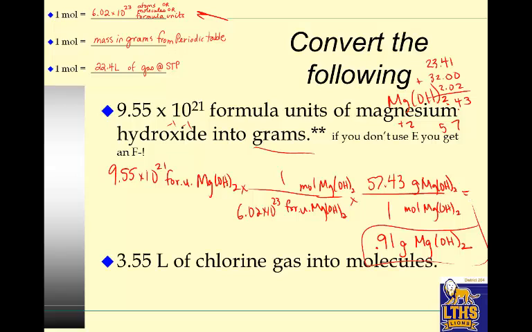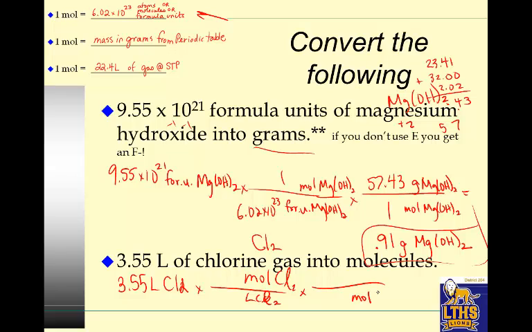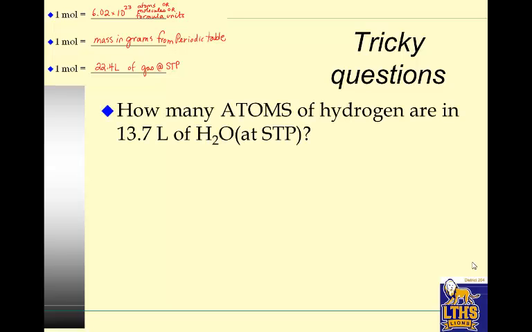We need to convert 3.55 liters of chlorine gas into molecules. I start with the given 3.55 liters, and chlorine gas is Cl2. Please be careful of that, Cl2. Liters of chlorine change to moles of chlorine, and then moles of chlorine can change into molecules. I'm going to use MC for molecules. So 1 mole is 22.4 liters, and 1 mole is Avogadro's number of molecules. Then I plug this into the calculator, and I get 1.71 times 10 to the 24th. That's a lot of molecules of chlorine gas. So, lots of examples so far. Can they be harder? Yeah, they can be a little bit harder.